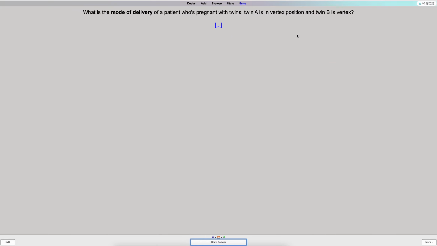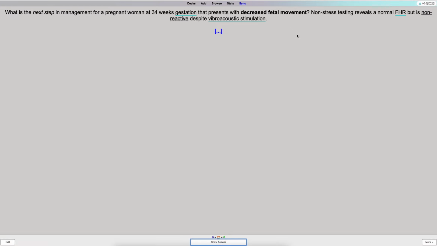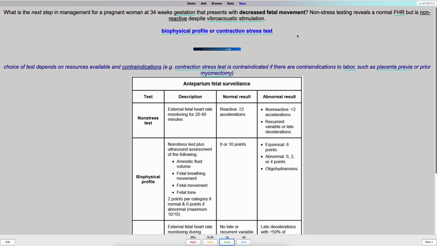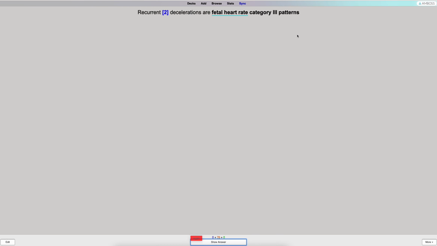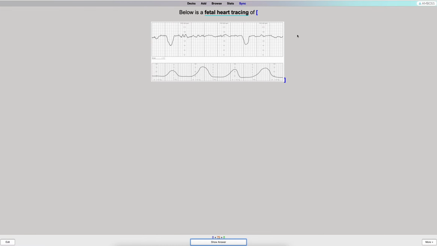Delivery of a pregnant patient with twins who are both vertex is vaginal delivery. Next step in management of a patient at 34 weeks gestation with decreased fetal movement. Recurrent variable and late decelerations on fetal tracing.